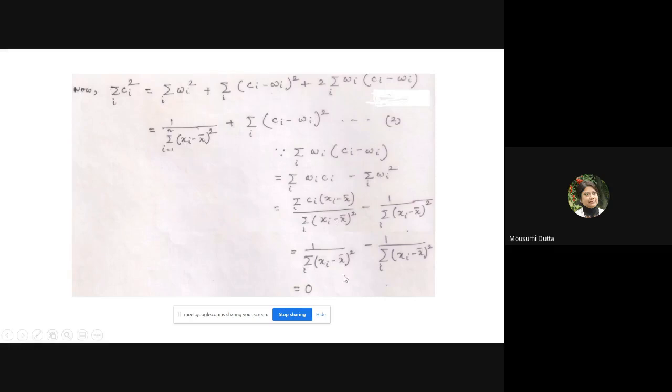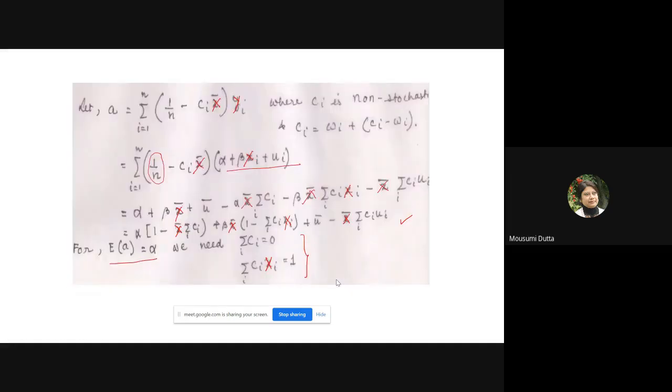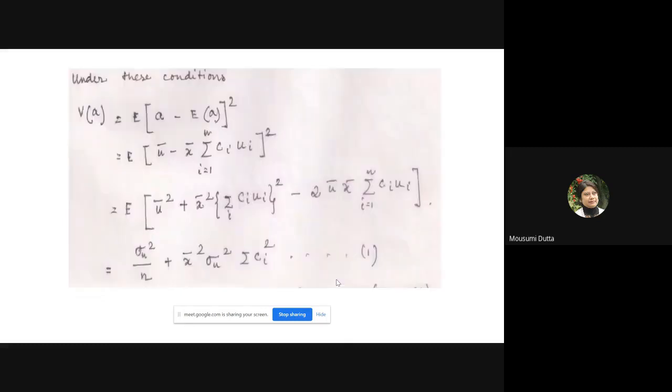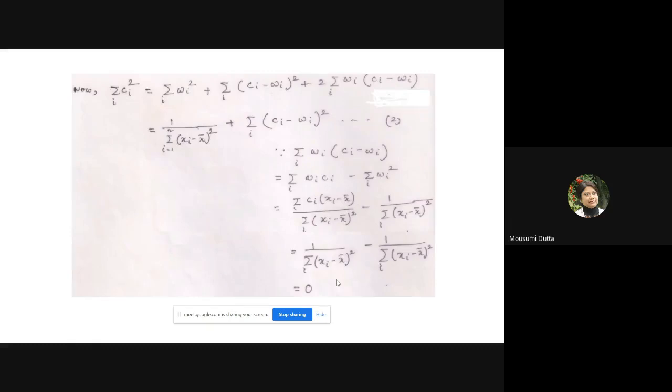Can we write the first term in this way? We have two constraints in our hand: summation Ci is equal to 0 and summation Ci xi is equal to 1. So can we write the first term in this way?